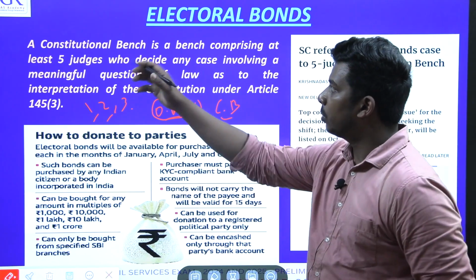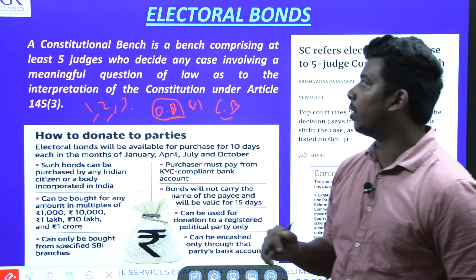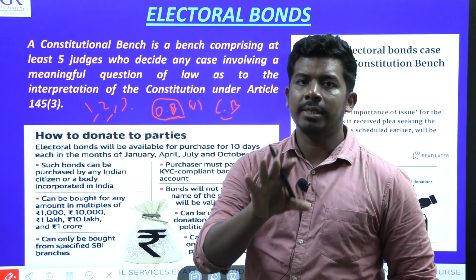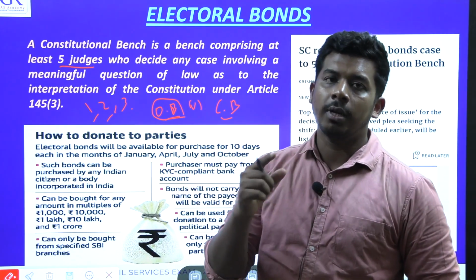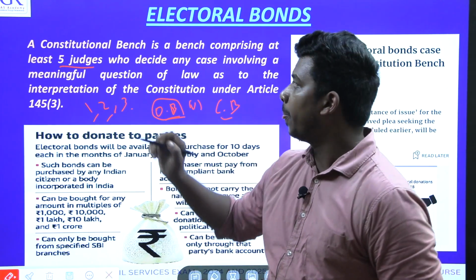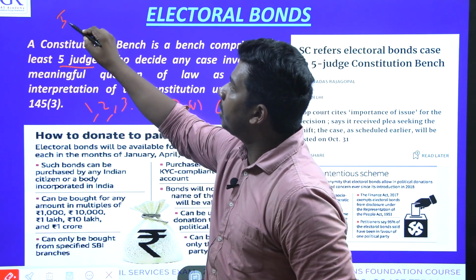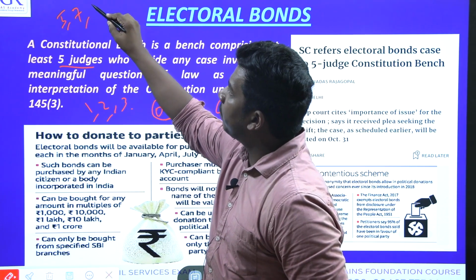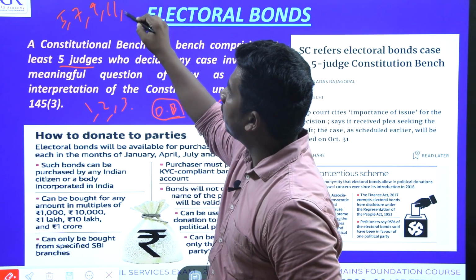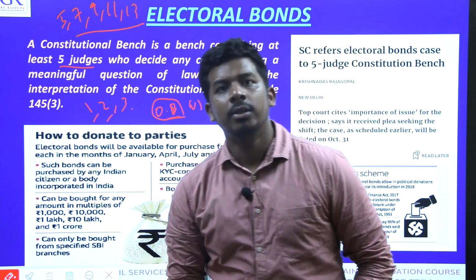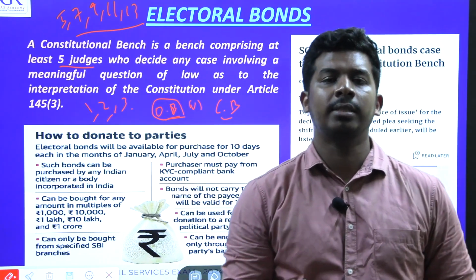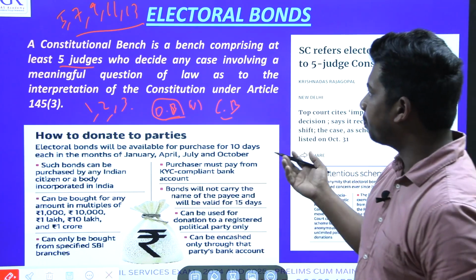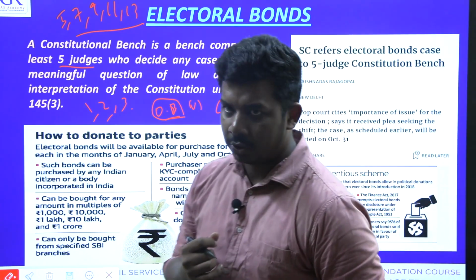So that is the basics of the constitutional bench. There will always be a minimum of 5 judges in a constitutional bench. A constitutional bench will always be in an odd number, so it will comprise 5, 7, 9, 11, 13, etc. These are the usual numbers of a constitutional bench. A constitutional bench never forms in an even number. So that is regarding the constitutional bench.